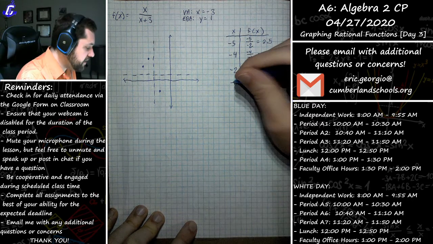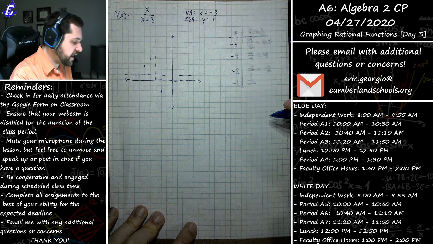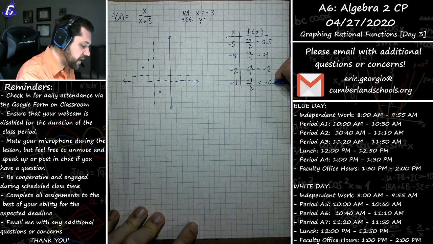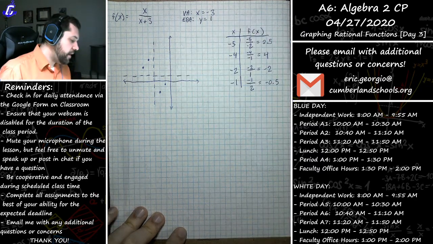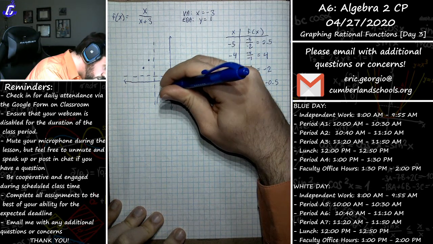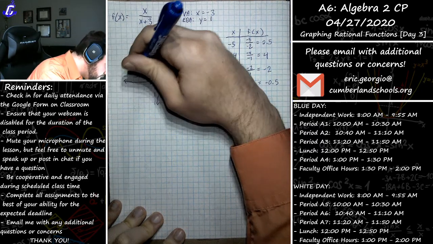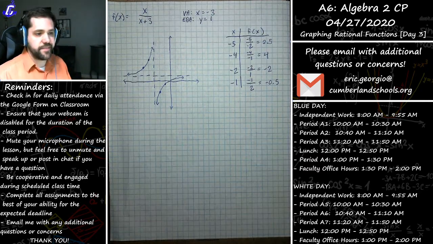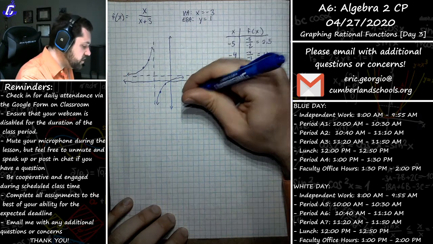And last but most certainly not least, negative 1 goes in. In the numerator, we just get negative 1 by itself. In the denominator, negative 1 plus 3 is 2. So that comes out to be negative 1/2, negative 0.5. Right about there. And then let's see. We're going to draw our curves approaching but not touching the asymptotes. Approaching but not touching the asymptotes, just like that. Okay? Last thing we need to do is domain and range.